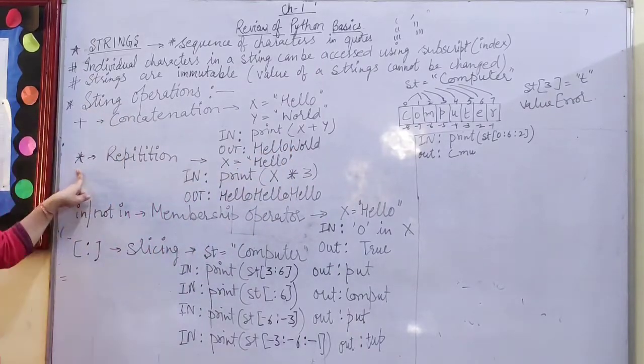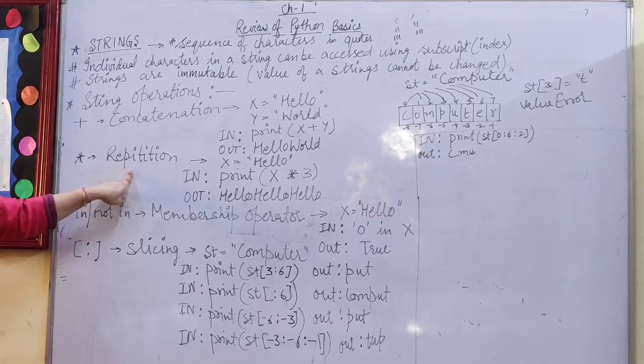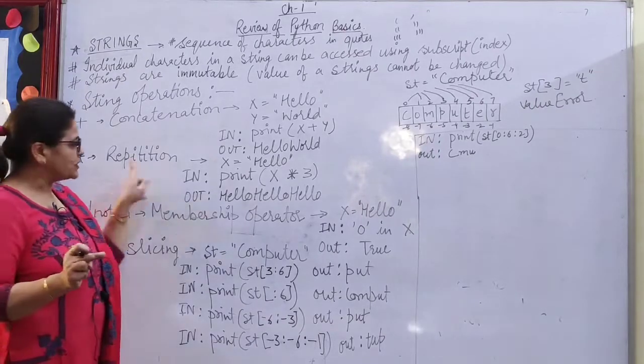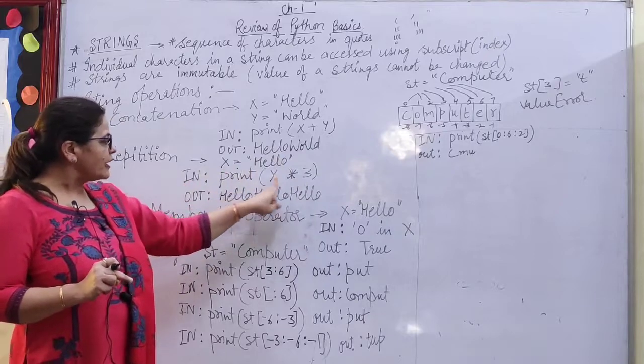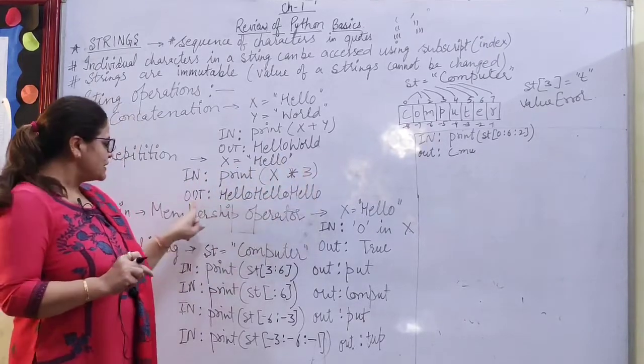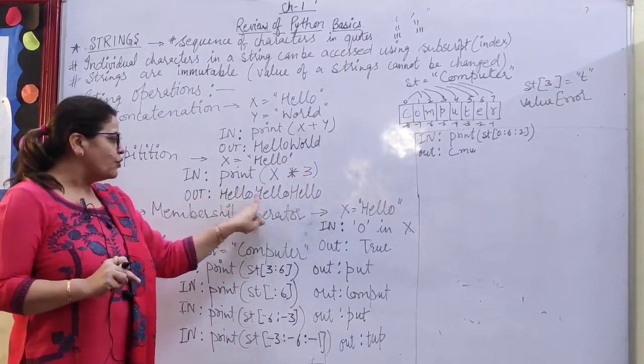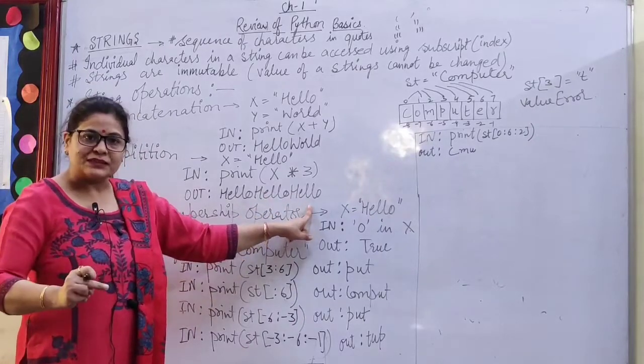The second one is asterisk, which means repetition of a string a number of times. X is equal to hello, and if we say print X into 3, it will display the value as hello hello hello, 3 times.